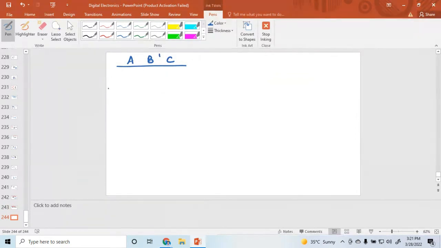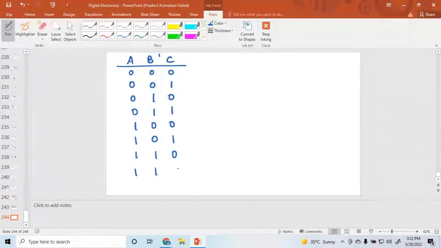So I'll draw this here. We can write down these values. First write down the 3-bit numbers: 0, 1, 2, 3, 4, 5, 6, and 7. In decimal, you can say this is 0, this is 1, 2, 3, 4, 5, 6, and 7.